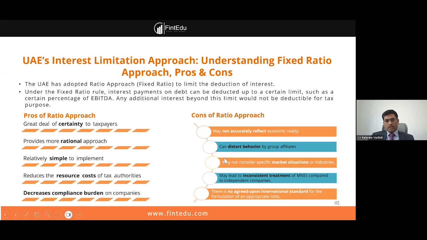The second thing is that it can distort the behavior of the group affiliates. You may try and shift your funds from one entity to another within the group in order to get this benefit, and that may distort the behavior of the group affiliates. And it may not consider the specific market situations or industries, as I mentioned in my previous discussion also. The amount varies from industry to industry, so it is not going to be specific to that industry, and the ratios that are given are general across. Some industries may get a benefit, some may lose the benefit and suffer. And it may lead to inconsistent treatment of MNEs compared to independent companies.